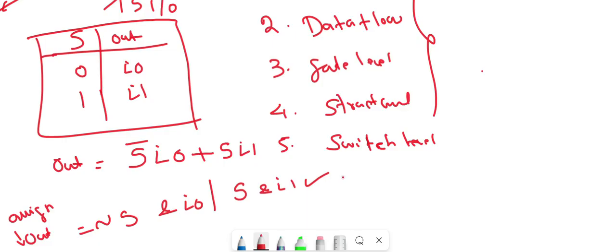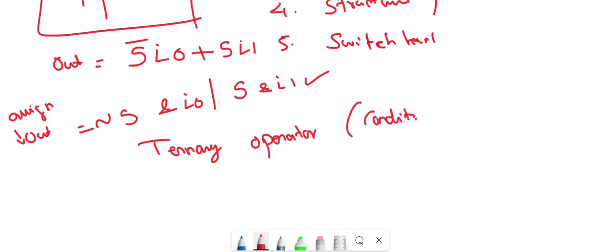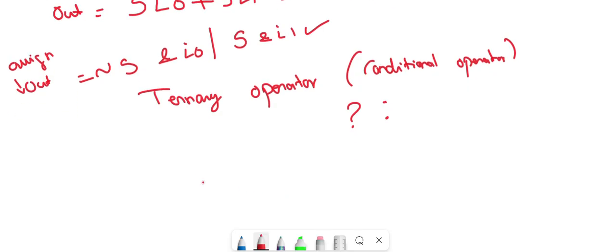Here, as one of the behavioral statements, we will discuss a special operator called the ternary operator. What is a ternary operator? It is also called the conditional operator. It says true condition and false condition.